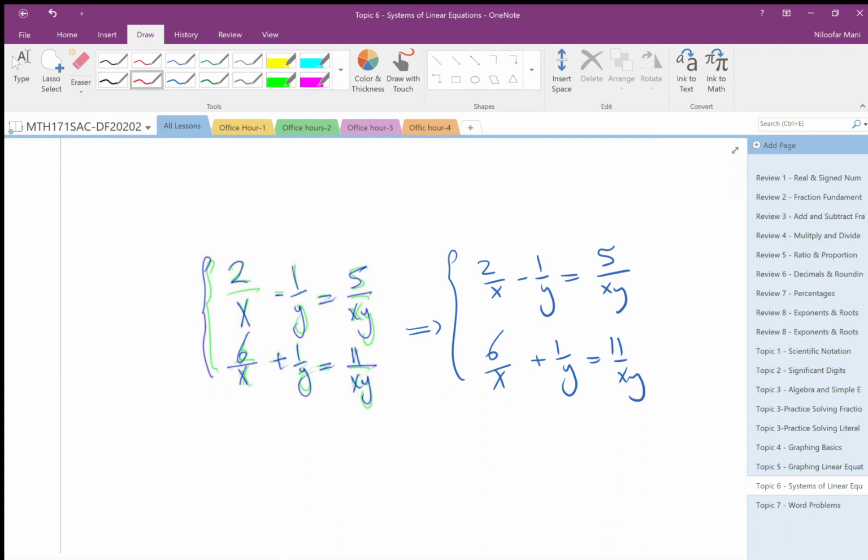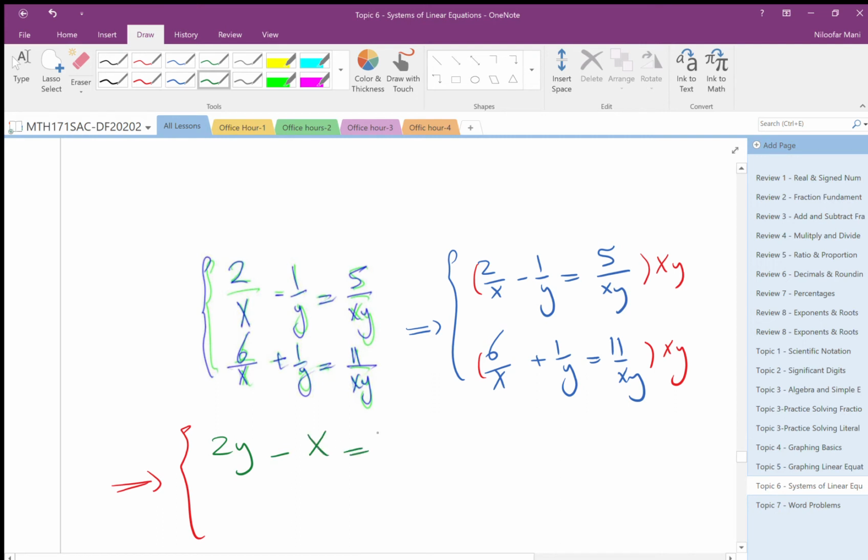And now I multiply both sides by xy. So I multiply with this, I multiply with this. Then x and x cancel, so I have 2y. So I have 2y minus y, and y and y cancel. I have minus x equals 5. And then x and x cancel, 6y plus y and y cancel, plus x equals 11.